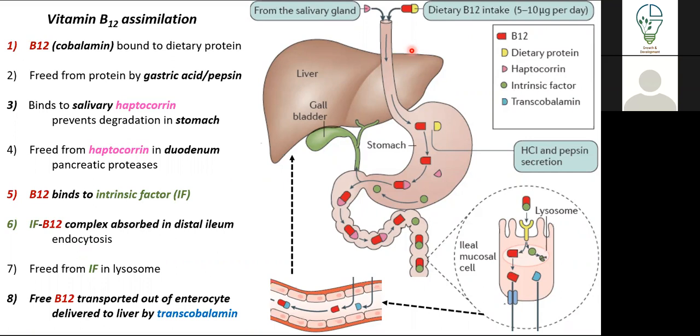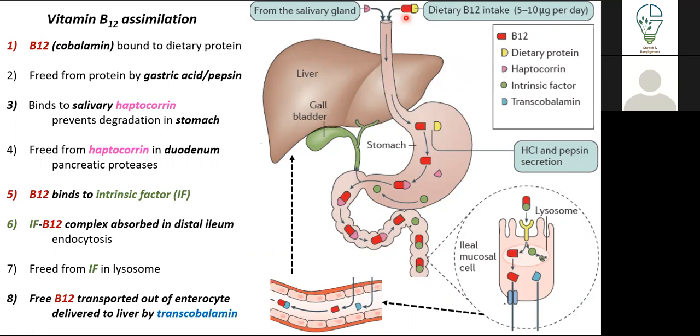Vitamin B12, you get it from food, and usually it is bound to different proteins. So when you eat your food, you get it bound to different proteins. You have a secretion from your salivary gland called haptocorin. The haptocorin comes from the salivary glands.